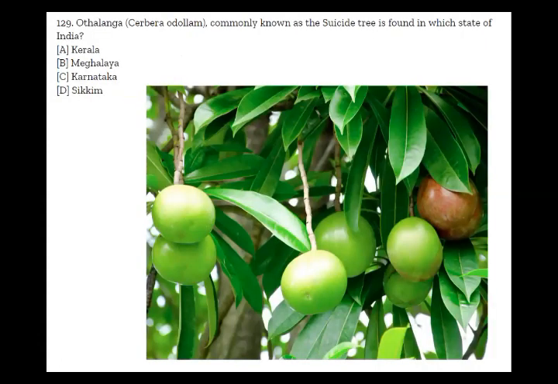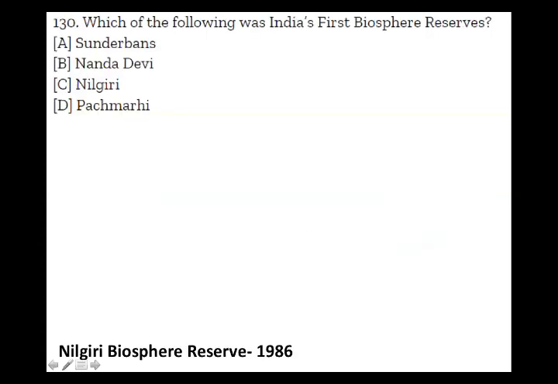Othalanga, scientific name Cerbera odollam, commonly known as the suicide tree, is found in which state of India? From the pronunciation itself, you will easily come to know: Othalanga is from Kerala. It is also called the suicide tree, from Kerala.